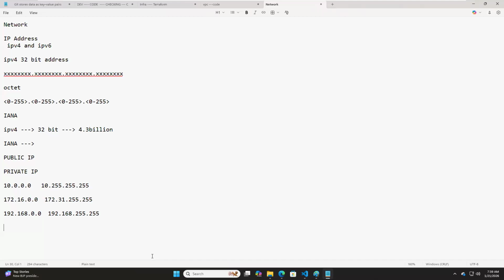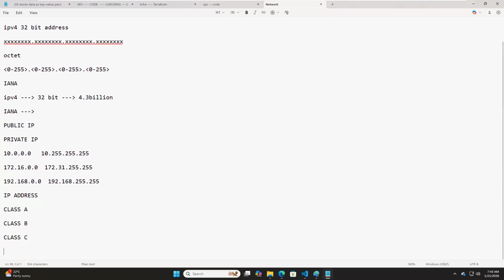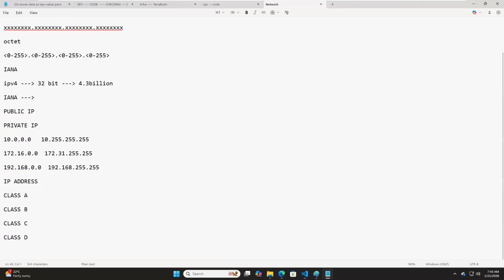IP addresses are divided into multiple classes. What are those classes? Class A, Class B, Class C, Class D, Class E. These are the 5 different classes the IP addresses are divided into. For any device, we can assign an IP address from the range of class A, B, and C. We cannot assign class D and class E to end devices like computers and mobile phones.